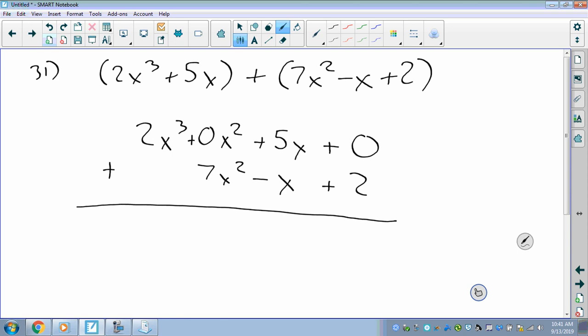Good, and again, you can get the same thing: 2x cubed plus 7x squared plus 4x plus 2, right? Here, I have no x squared, because 0 times anything is 0. So 0 times x squared, it doesn't matter what number is there. Even 10 million squared is some huge number, but 0 times it is 0.